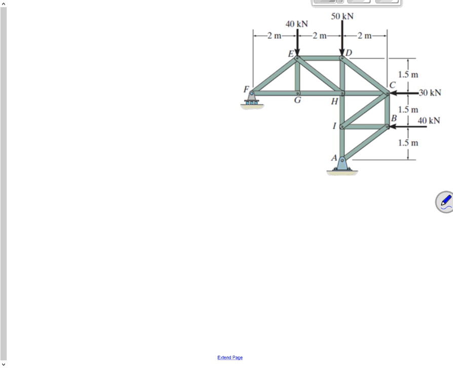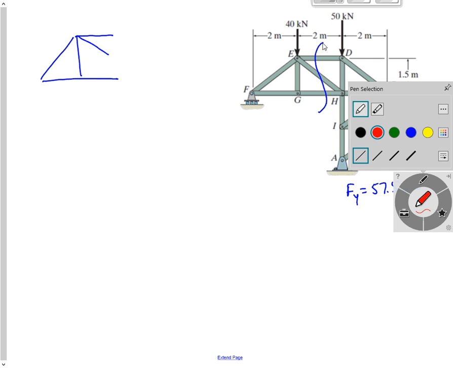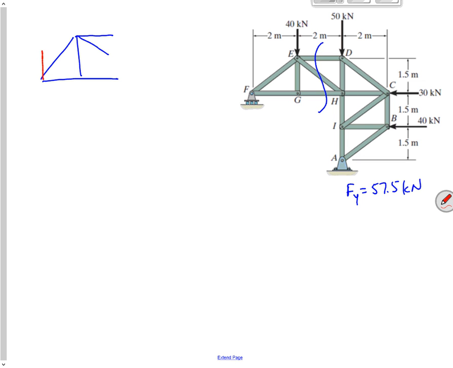So now, like we said, we're going to section it right there. We know that Fy is 57.5 kilonewtons. So now we draw the free body diagram after I've sectioned it. So I'm only looking at this piece. Now what forces are acting on this? I've got this force Fy. I've got a load here at E, that's 40 kilonewtons. And then I'm going to make all of these other forces point out.